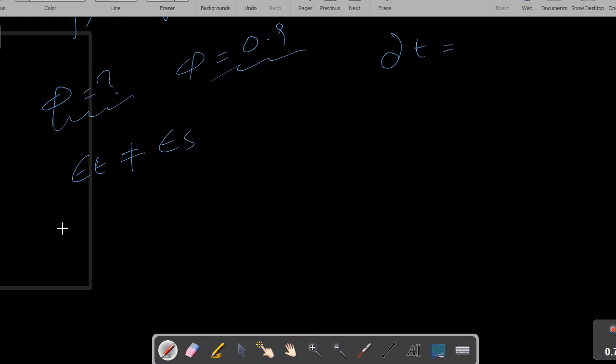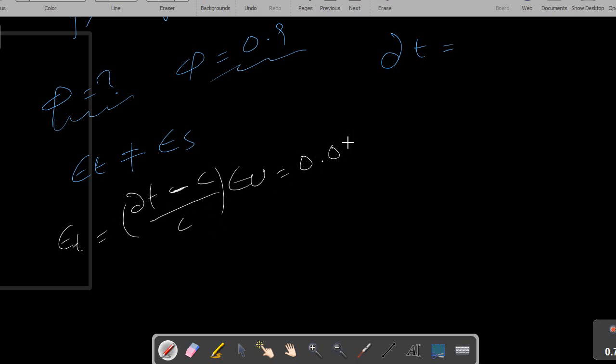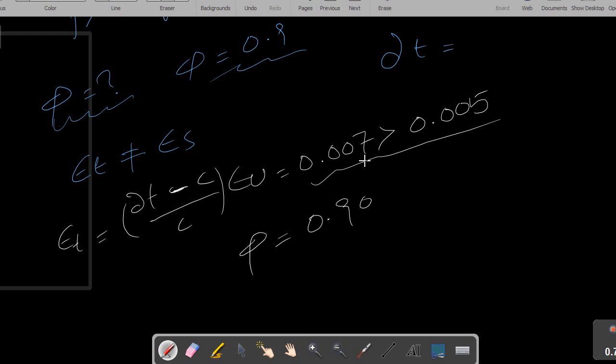So epsilon t, from the proportionality, is dt minus c divided by c, times epsilon u. From this we know all the values. We got the epsilon t value, which is 0.007, which is more than 0.005. So this means phi is 0.9. This means the section is under-reinforced, and we can take the phi value as 0.9.